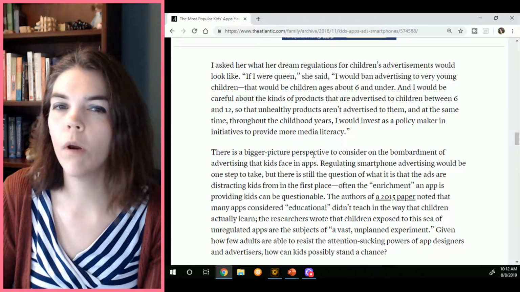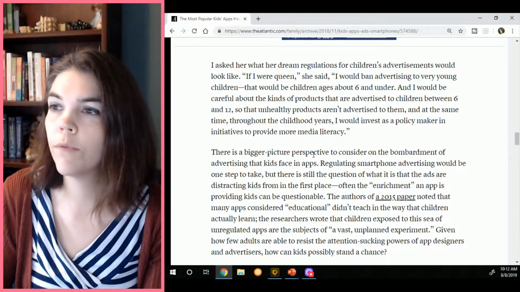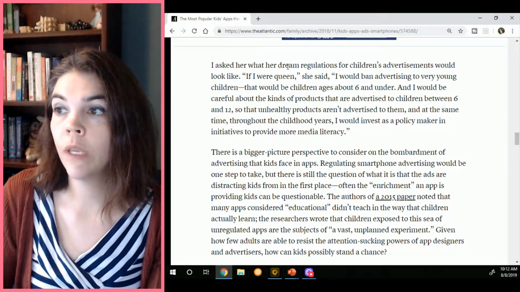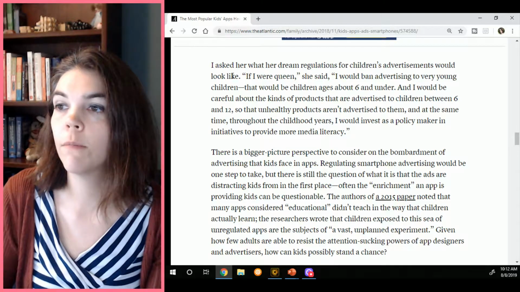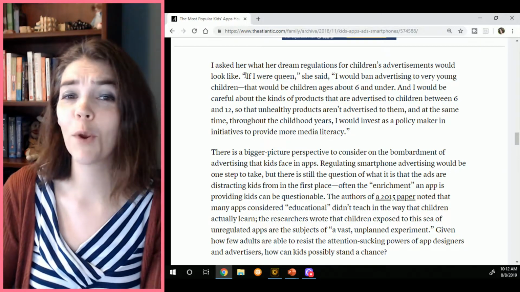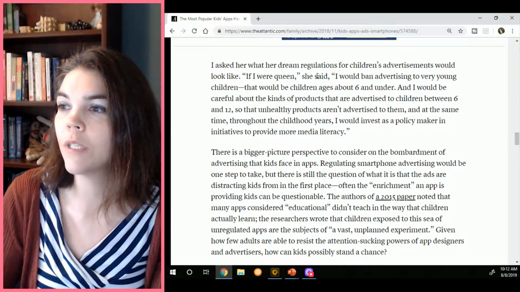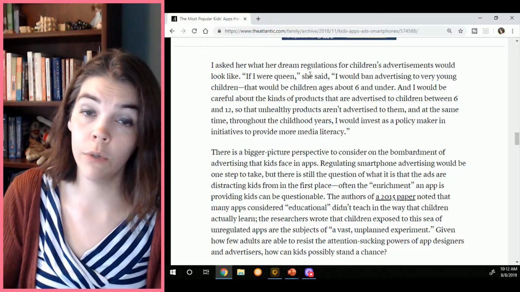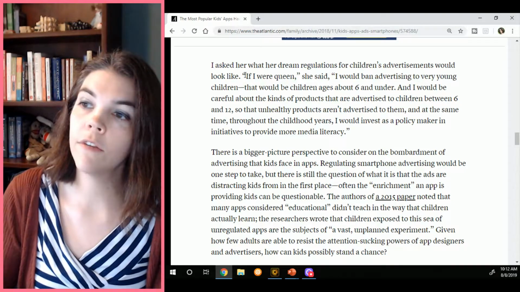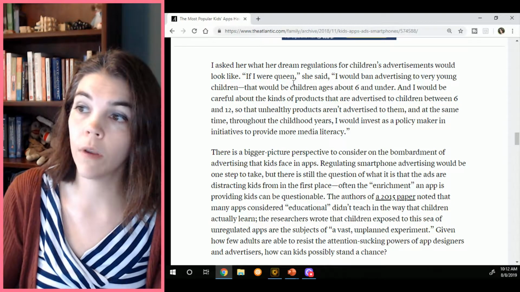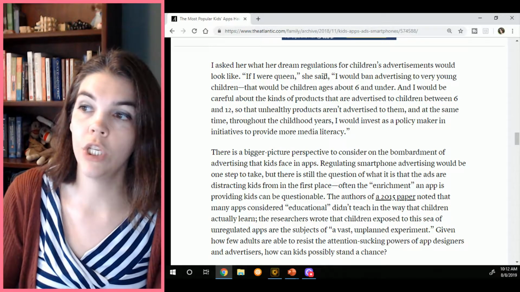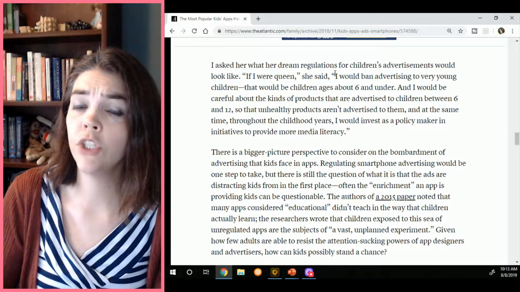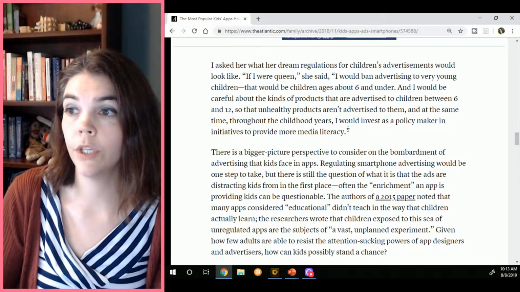Let's try just a little bit more. I won't go on too much longer. I just want you to get an idea of what these look like. I asked her what her dream regulations for children's advertisements would look like. She says, "If I were queen and everyone listened to my rules," here's her quotation. So notice at this point that if you have a quotation and you interrupt it with "she said," this is how you do it. Quotation words, comma, quotation, she said, comma, and then open the quotation again. And then when she's done talking, close the quotation.